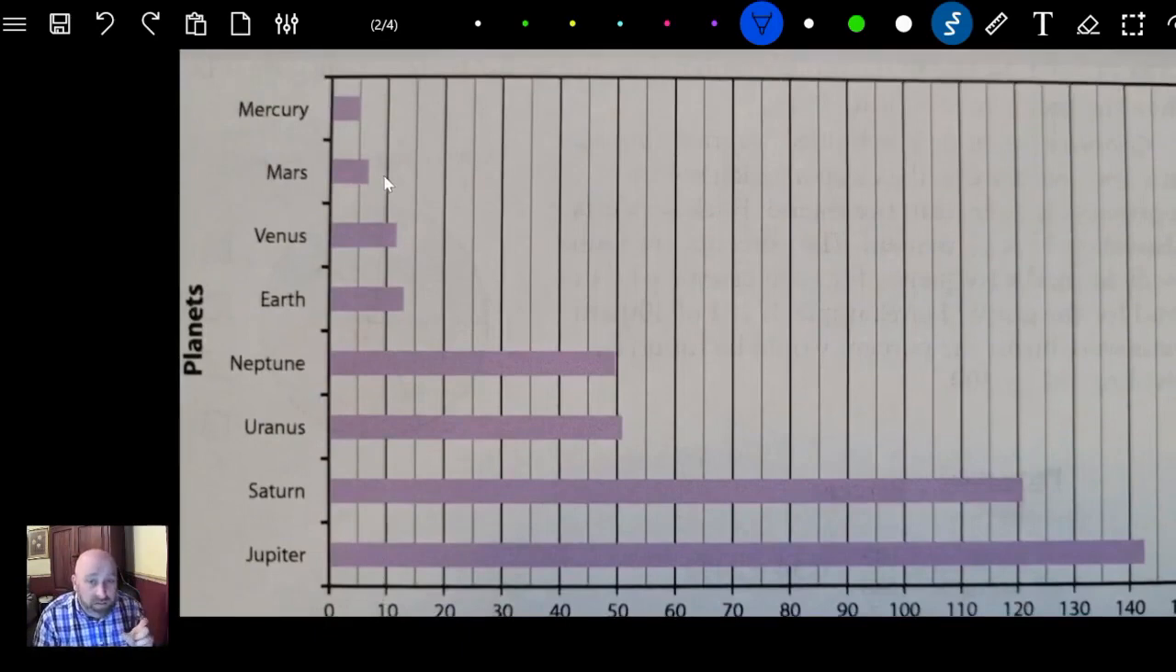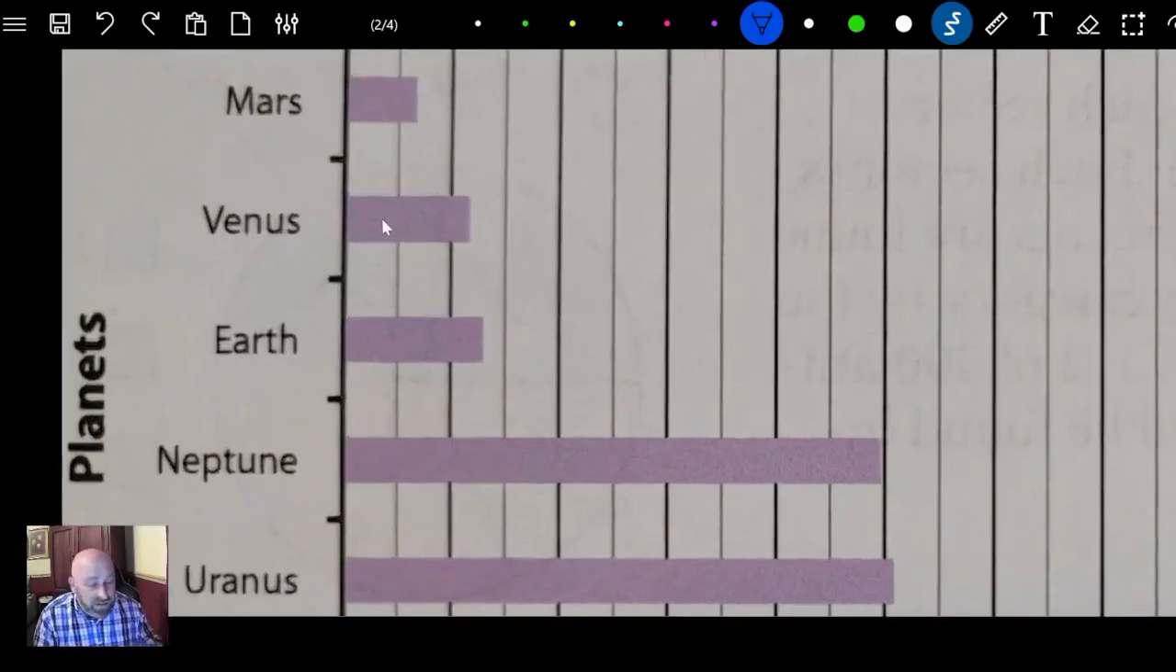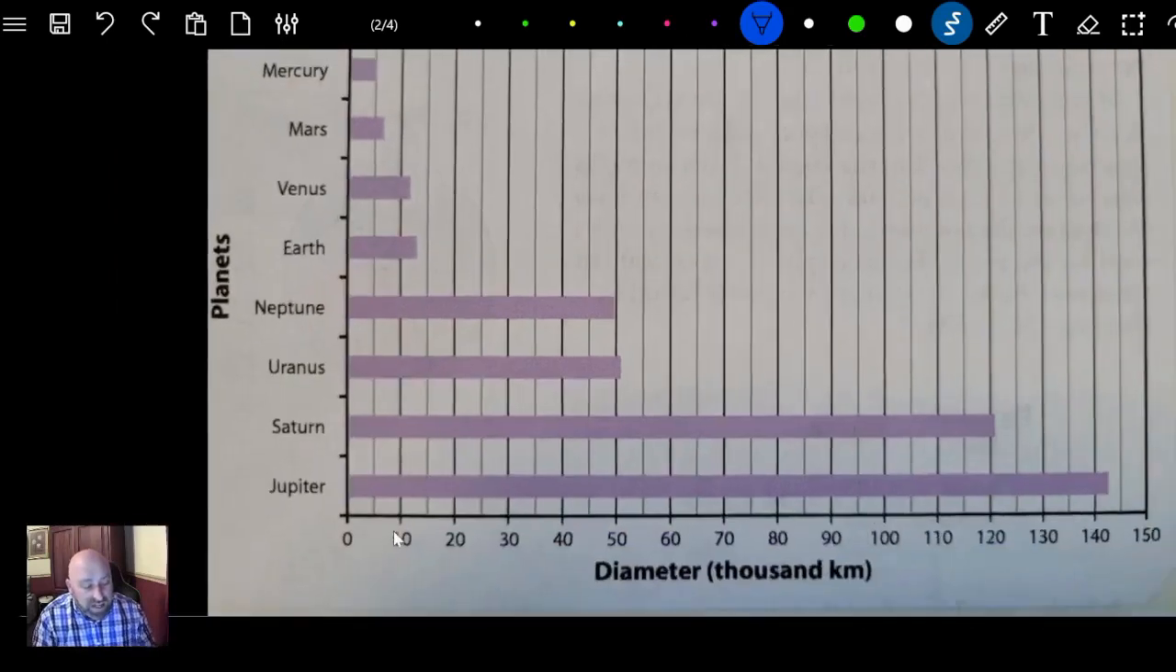Okay, guess. Take a guess at what you think that that bar should say. All right, so look at Venus. Venus goes just past the bar. So maybe we would say that's 10,000, 11,000, something like that. Okay?